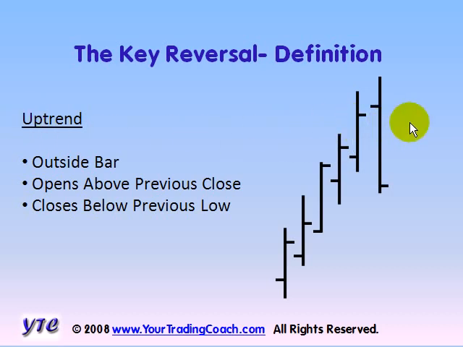The key reversal forms as an outside bar. This means that it has a high that is above the previous high and a low that is below the previous low. In other words, the range of the key reversal from its low to its high is completely outside, or engulfs, the range of the previous bar from its low to its high.